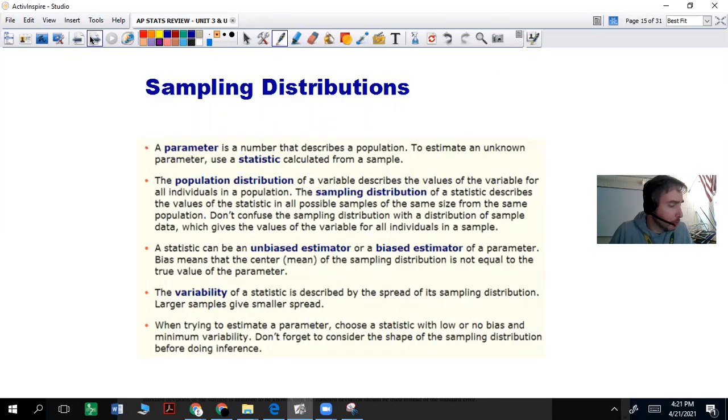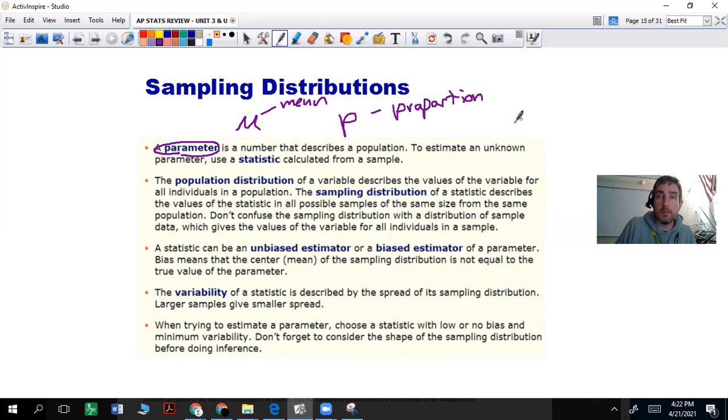Let's go over sampling distributions. In a sampling distribution, we're trying to get a parameter. Okay, a parameter is the number that describes the population. It could be a mean with the mu symbol, or it could be a p with no hat. Okay, mean, proportion. Those are your 2 common ones. Of course, it could be sigma, the standard deviation.